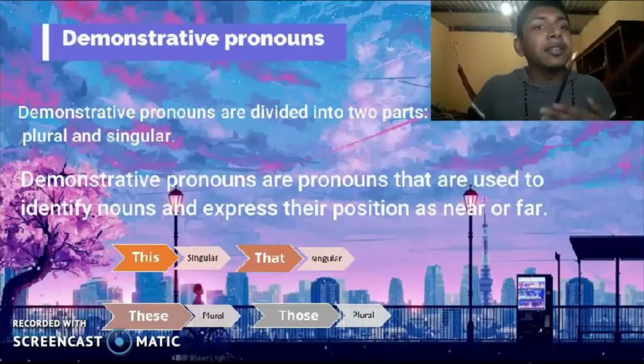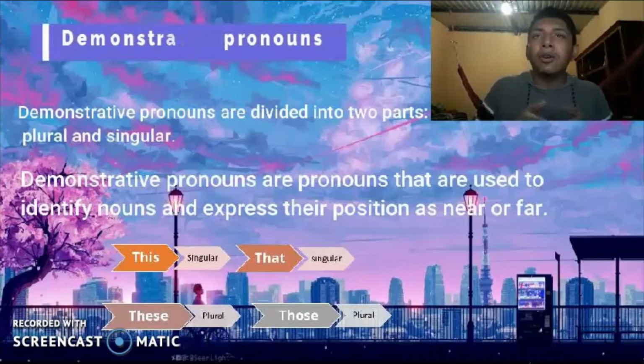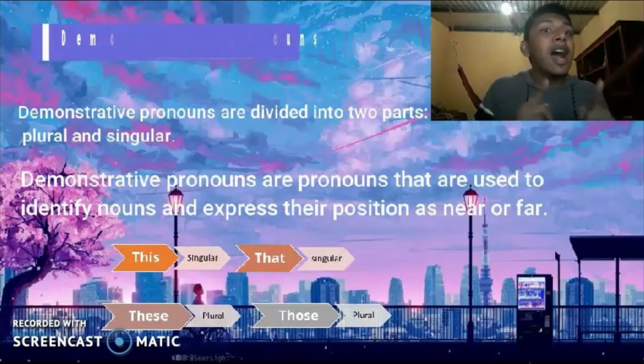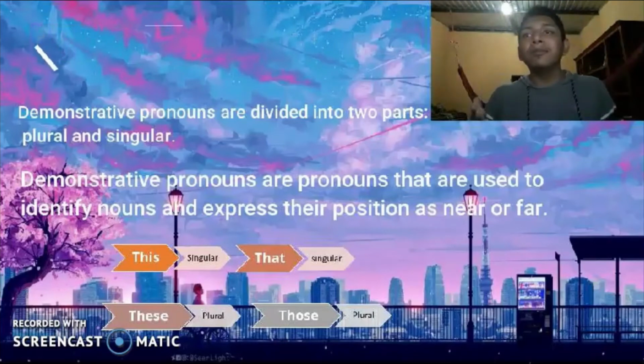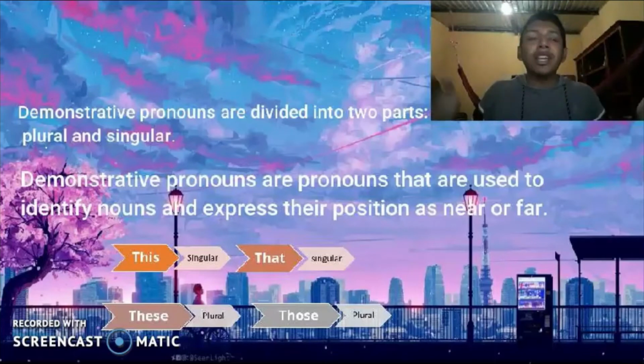This pencil is blue. Why this and not that or those? Because the pencil is near to me. If it was far from me, I would use that. But why do I not use these or those? Because it's one pencil, right? A pencil. If there were 2 or more, we would use these or those because they are plural.